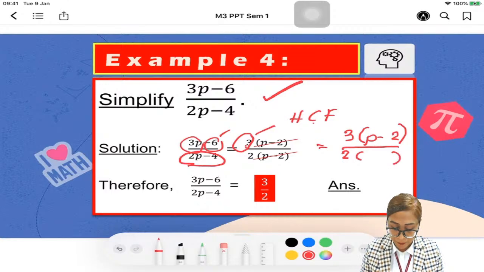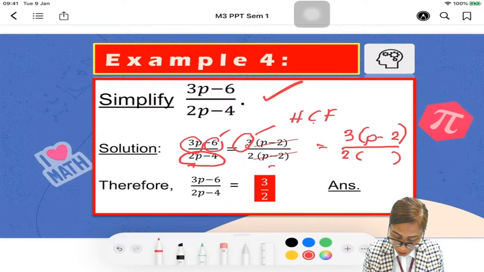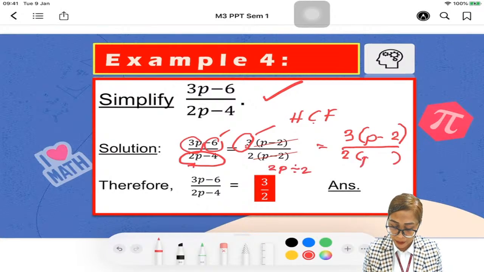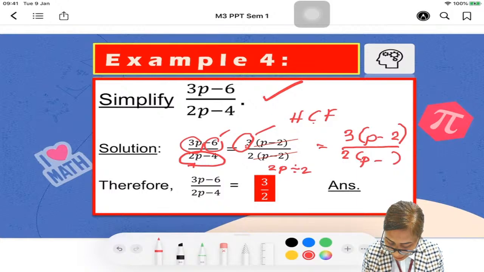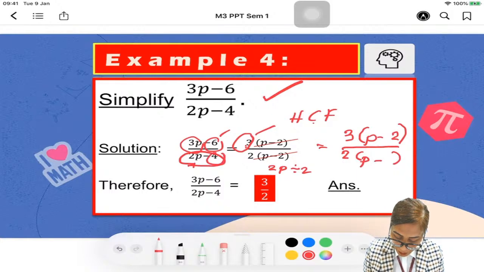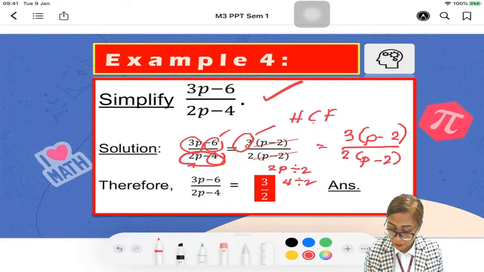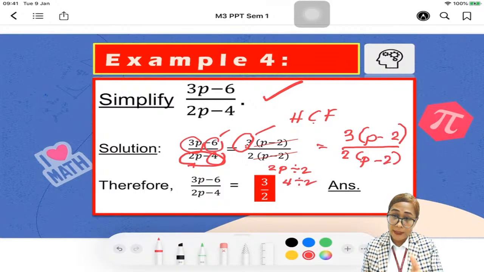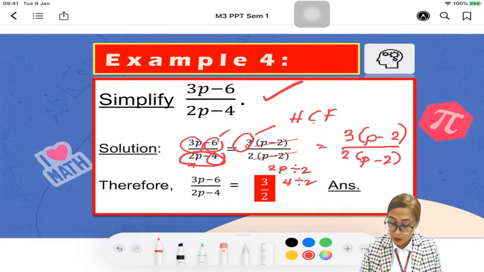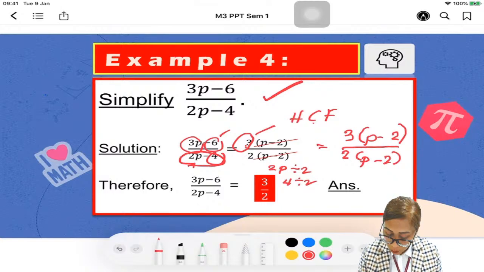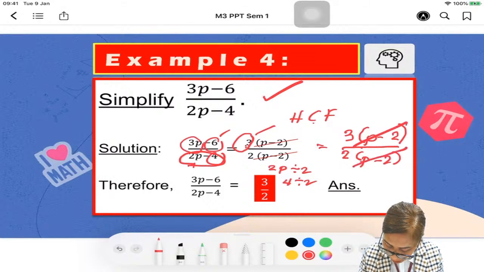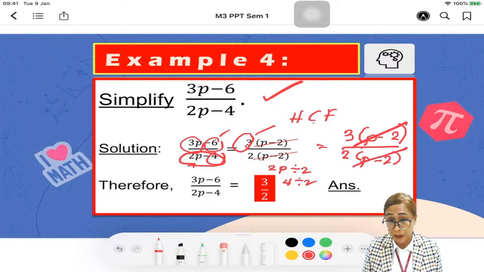And divide 2p by 2. Yeah, the answer is p. Minus, divide 4 by 2. The answer is 2. So you can see that the algebraic expression is now clear that we have to cut the common factor, which is p minus 2.